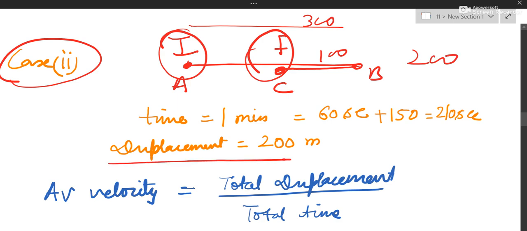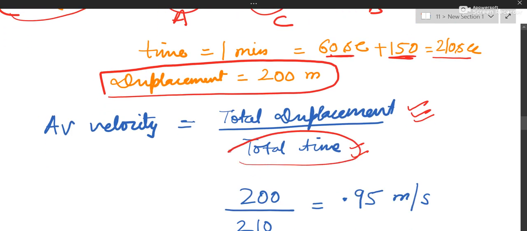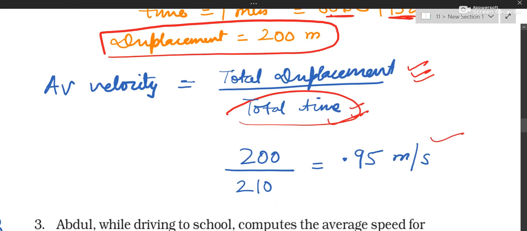So 200 is your displacement. This time you will keep displacement up and total time down. Total time means 150 seconds of the first part and 60 seconds of the second part, which is 210 seconds. Substitute here and you will get the average velocity.